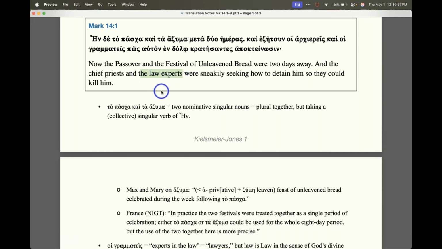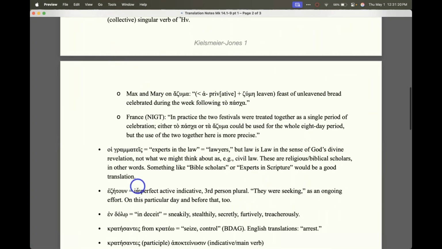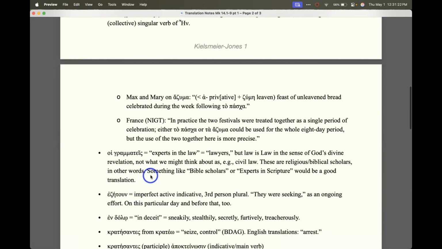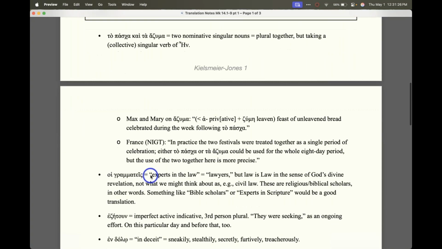If you're going to translate it this way, I think just be ready in your own notes for yourself, or if you're doing this in a group setting, I would suggest bringing out that difference in law, or saying, what did law mean then? Because it's not necessarily how you might describe a law expert today. So that's grammateis. That's one of the two collectives that are here looking to detain him.